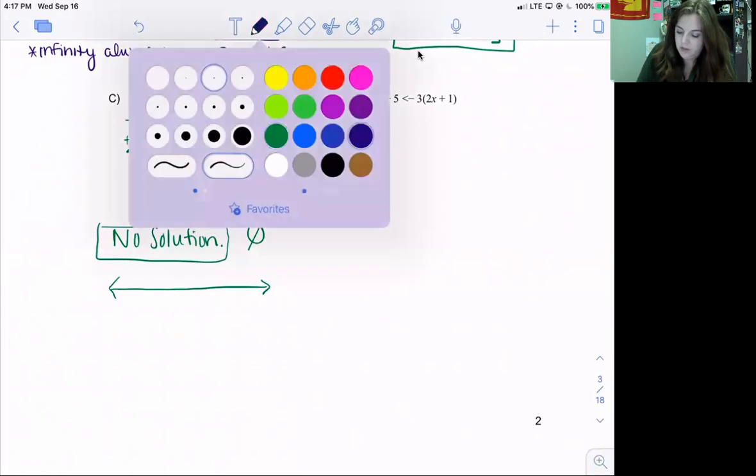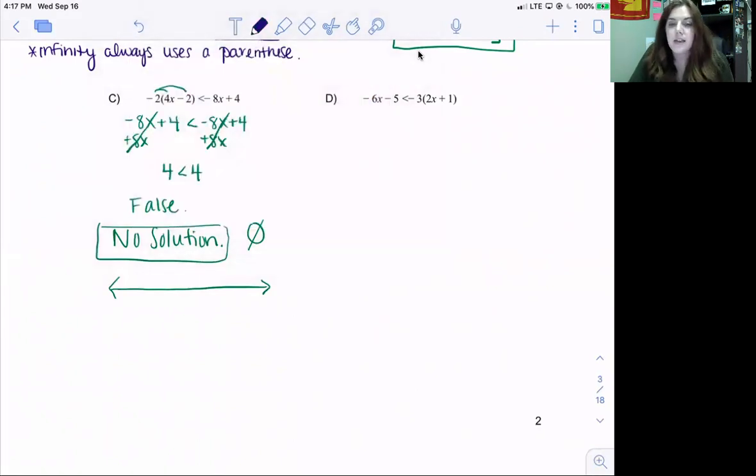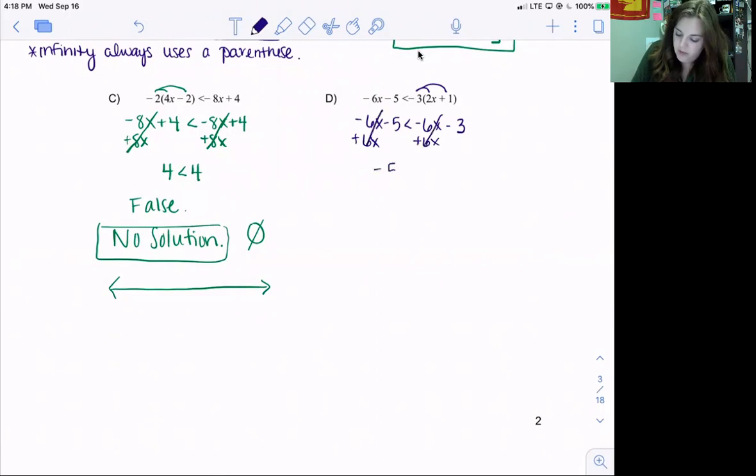All right, looking at D, we have negative 6x minus 5 is less than negative 3 times the quantity 2x plus 1. So again, let's start by distributing. Our left-hand side stays the same. Negative 3 times 2x is negative 6x, and negative 3 times 1 is negative 3. We're going to add 6x to both sides, and these are going to cancel. So negative 5 is less than negative 3. That's a true statement, because remember, with our negatives, we always think backwards.